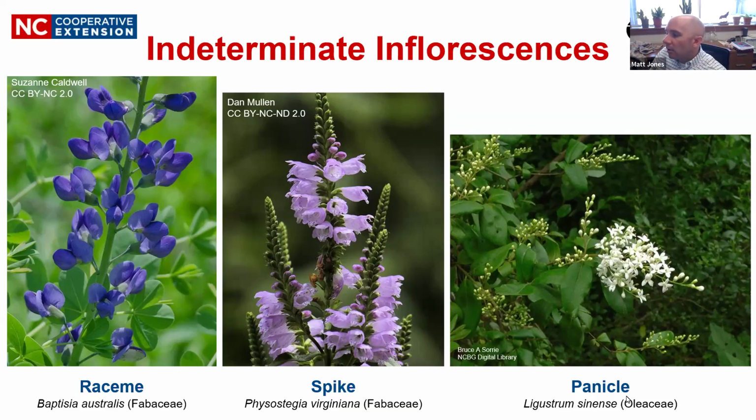And then here's an example of a panicle of the great Satan, Chinese privet, that invasive species here. So this is a branching raceme. And when it's a branching raceme, it's called the panicle.